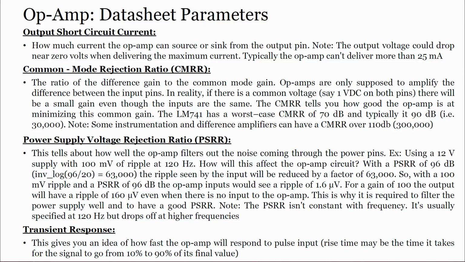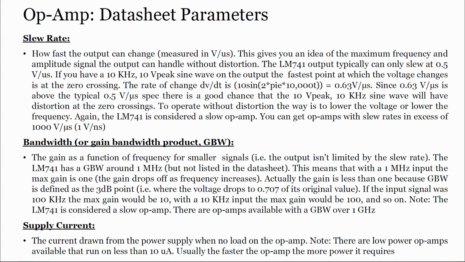Now, transient response, what exactly does transient response mean? This gives you an idea of how fast the op amp will respond to a pulse input. So, rise time may be the time it takes for the signal to go from 10% to 90%. How fast the op amp is? Transient response. Then we talked about slew rate.